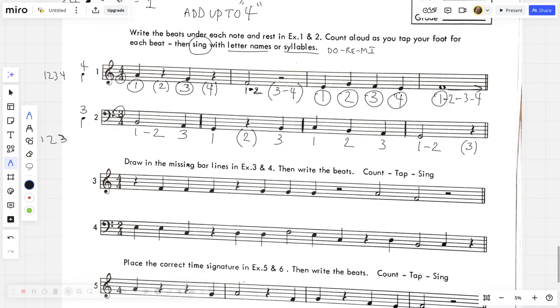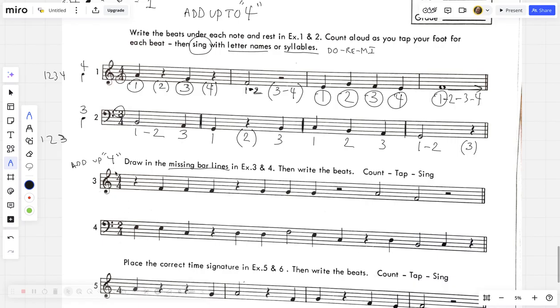So number 3, draw in the missing bar lines. Draw in the missing bar lines in example 3 and 4. Then write the beats. Count, tap, and sing. Okay. So, it's in 4-4. So when we're in 4-4, we want to add up to 4. There will be 4 beats in each measure.